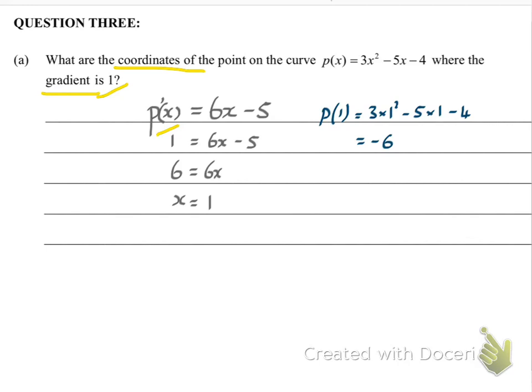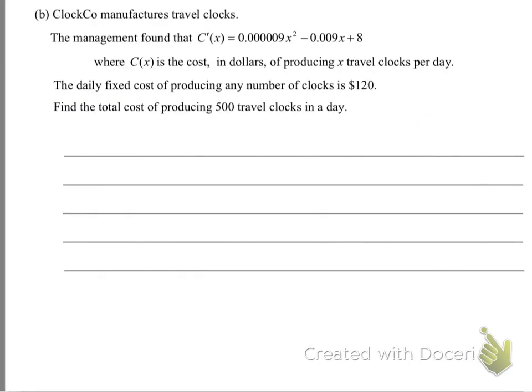We want the y value as well. And so the x value is 1, the y value is -6. And that was for achieved.